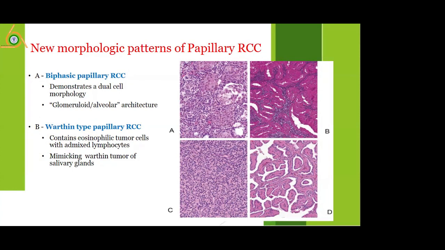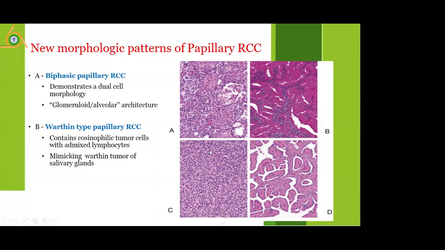Our first type is biphasic papillary RCC. How does this look? The name itself says that it has a dual population. It will have alveolar squamoid nests, glomerular architecture, surrounded by small cells. This is how it looks. The second type is Warthin type papillary RCC, which, as the name describes, contains eosinophilic tumor cells with admixed lymphocytes. It looks exactly like a Warthin tumor of the salivary glands. Biphasic and Warthin type papillary RCC are rare, but people do see them. I have seen people from peripheral colleges presenting case reports of these, especially biphasic. So if you know them, your eyes will pick up these kinds of papillary RCC.